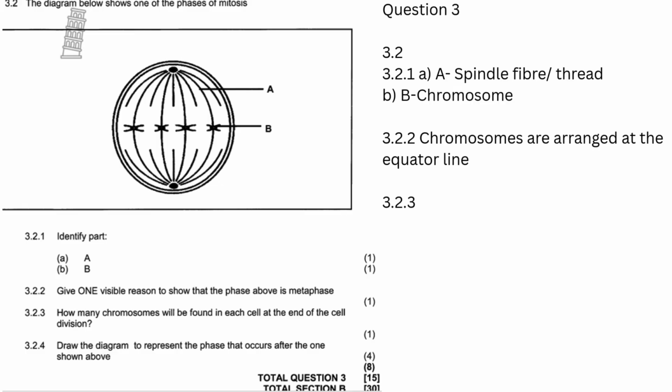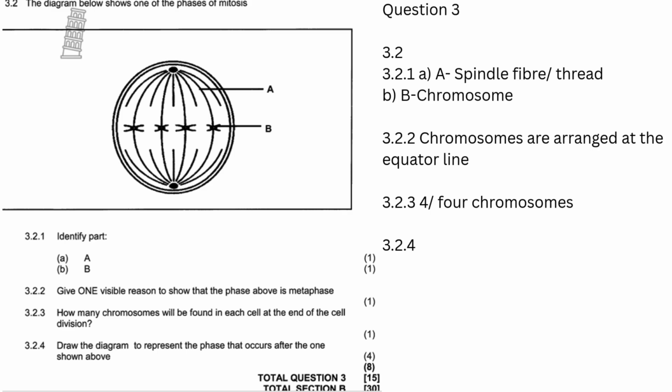3.2.3. How many chromosomes will be found in each cell at the end of cell division, out of 1 mark? The answer is 4 chromosomes. Mitosis is all about making an exact copy. If the starting cell, the parent, had 4 chromosomes, then the 2 new cells, the daughters, must also have 4 chromosomes each. It's like a photocopy machine. The copy looks exactly like the original.